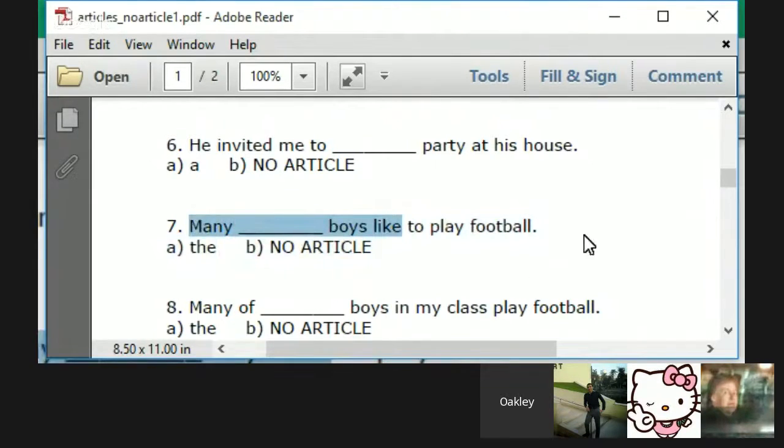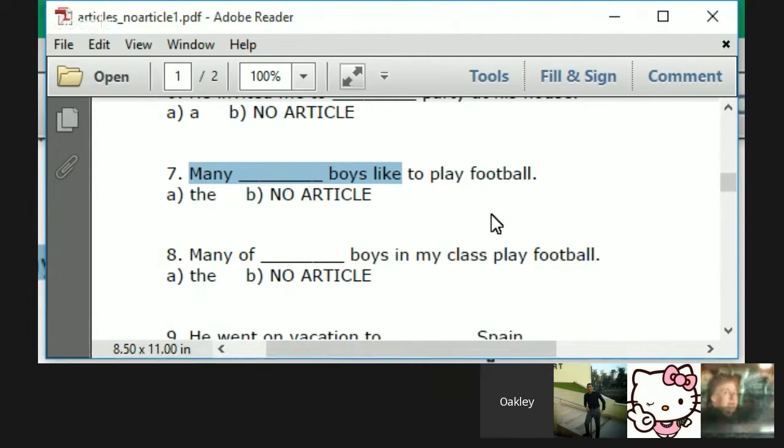Okay, Heidi, how about number 7 here? Many boys like to play football. No article. Okay, why? Usual boys, not special. Well, boys is plural. That's why. You never put an article with a plural. It's possible to put the if you're talking about a particular group. The boys who are playing football on the street. It is possible to use the. But if you're talking about general, which we are here, it's general, no article, with plural nouns.